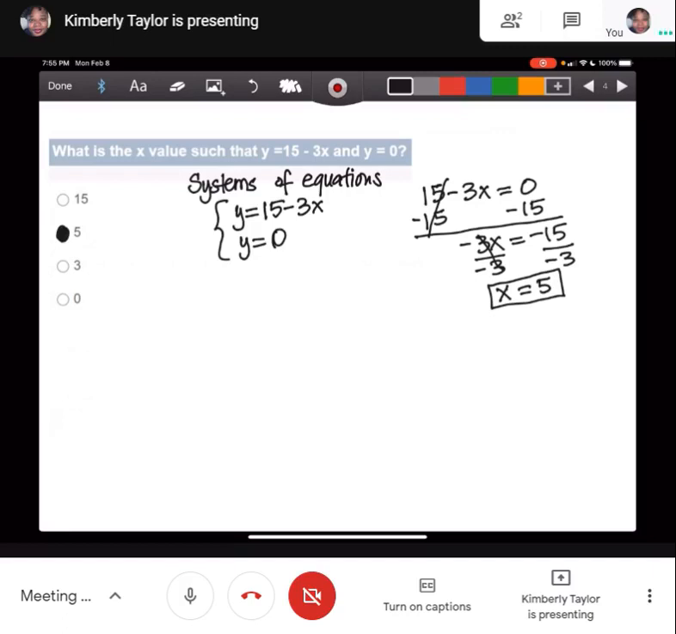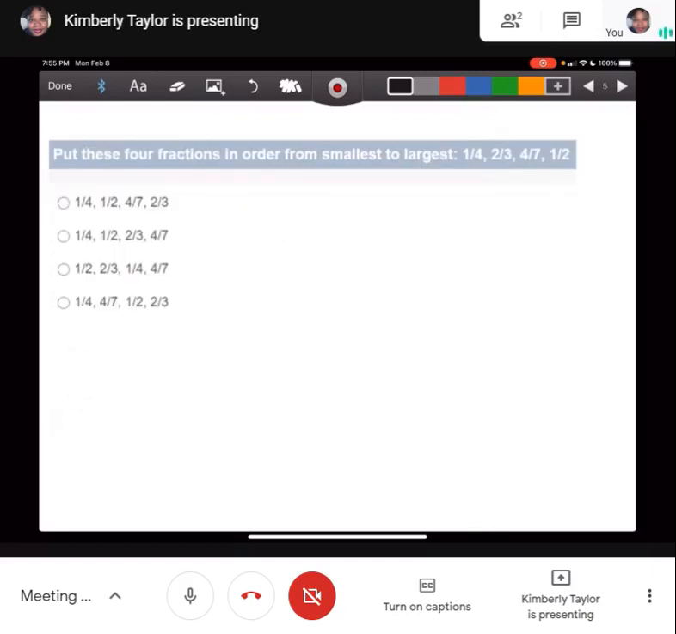Next question. It says, put 4 fractions in order from smallest to largest. So you have 1/4, 2/3, 4/7, and 1/2. So let's write them all out: 1/4, 2/3, 4/7, and 1/2.